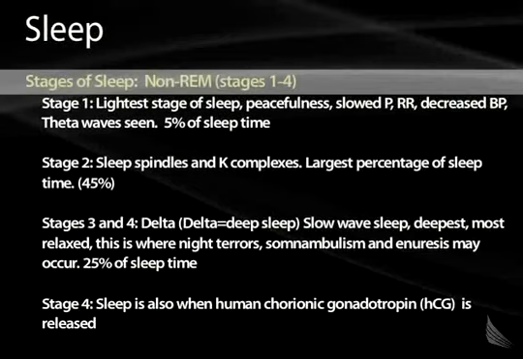Now, in your non-REM, which is your stages 1 through 4, these are very high yield points. And what they'll do is they will give you the vignette of a person who's sleeping, and they'll say, well, you will see these kinds of waves, what stage are they in? Or they will give you someone who has a parasomnia and ask you what stage it occurs in. So stages of sleep will be very important for you.